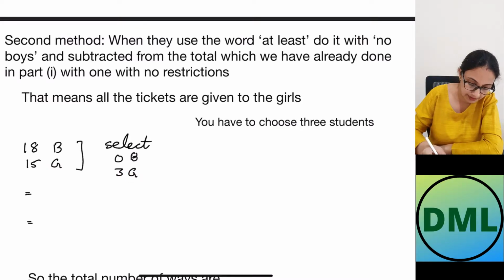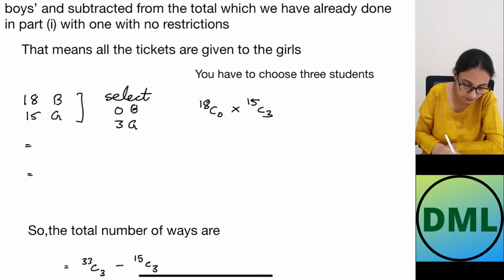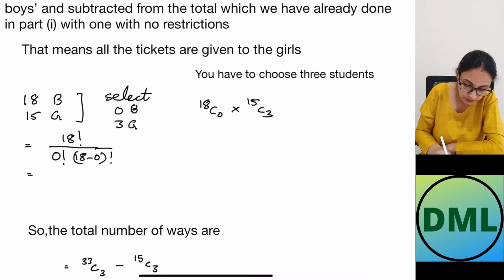So this can be done as 18C0 multiplied by 15C3. Let's solve 18C0. 18C0 can be written as factorial 18 divided by factorial 0 and factorial 18 minus 0. So this will be written as 15C3 only.